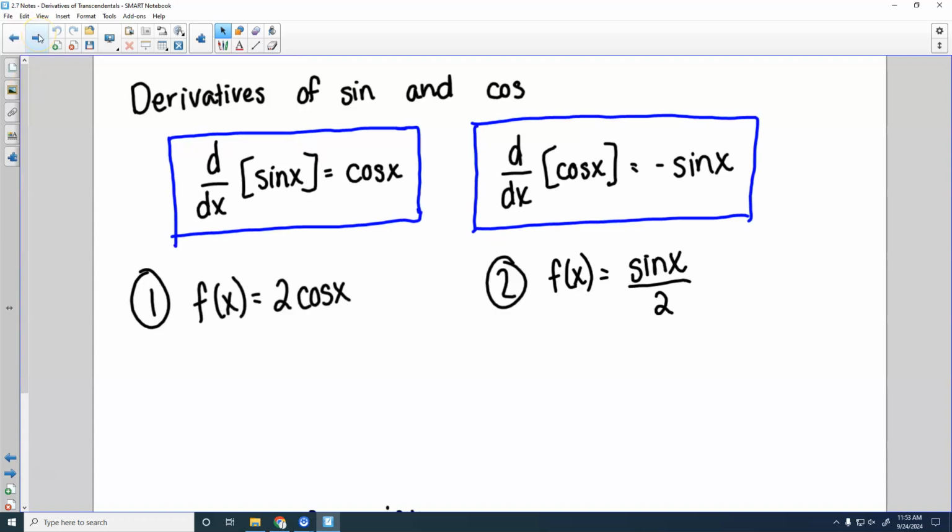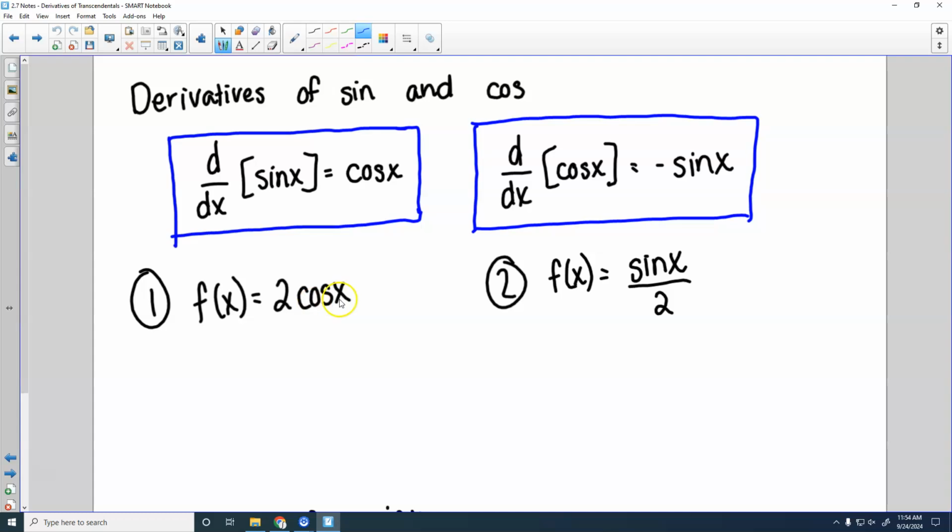So the first thing we're going to do is look at trig, and what's going to be really key for you to know and have memorized is that the derivative of sine is cosine, and the derivative of cosine is negative sine.